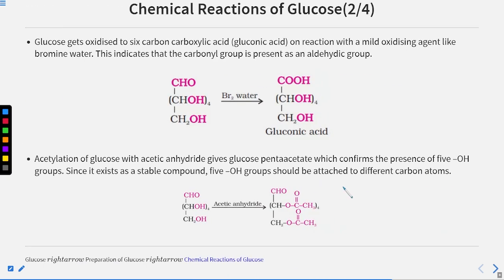Next reaction is oxidation. So we have seen reduction, we have seen nucleophilic addition. You must remember the reagent for the reduction. What we have done with HI, that is hydrogen iodide, and what did we get? We get a normal hexane chain. Then further we have done nucleophilic addition, both with hydroxylamine and our cyanide. Now we will see oxidation.